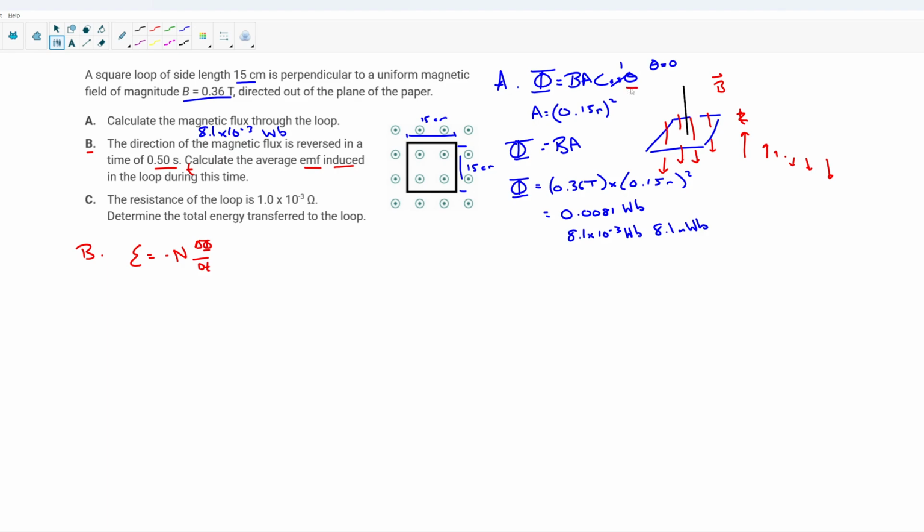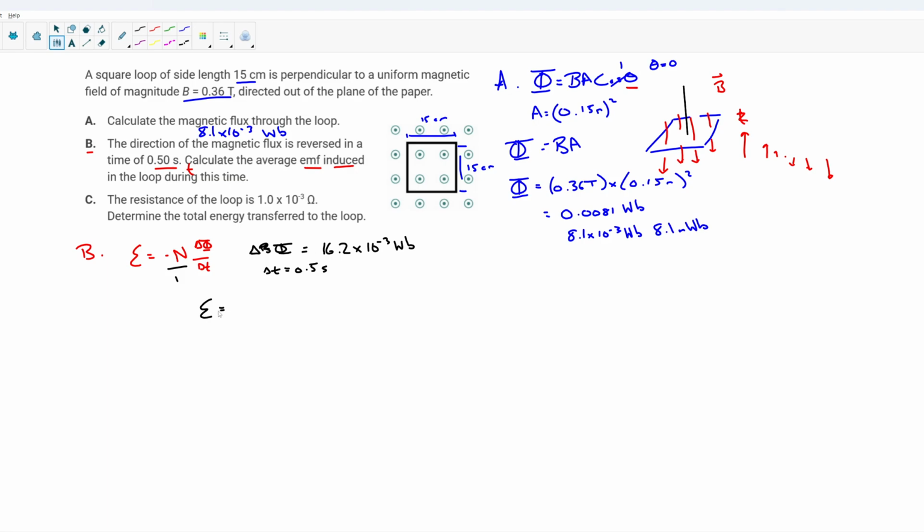You can picture it's like this angle is changing from 0 to 180. So I go from BA to negative BA. So my change in flux is going to be 8.1 minus negative 8.1, which is 16.2 times 10 to the minus 3 Webers. That's the change in flux. And that takes a time of half a second. So again, once we know what we're doing, the math is usually easy, even though this stuff is super hard. The setup is.